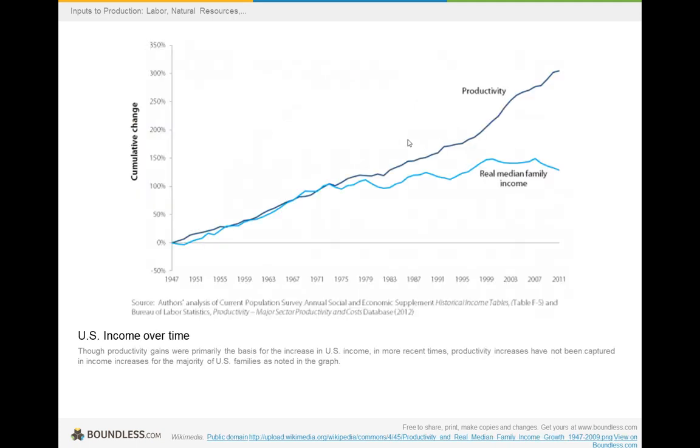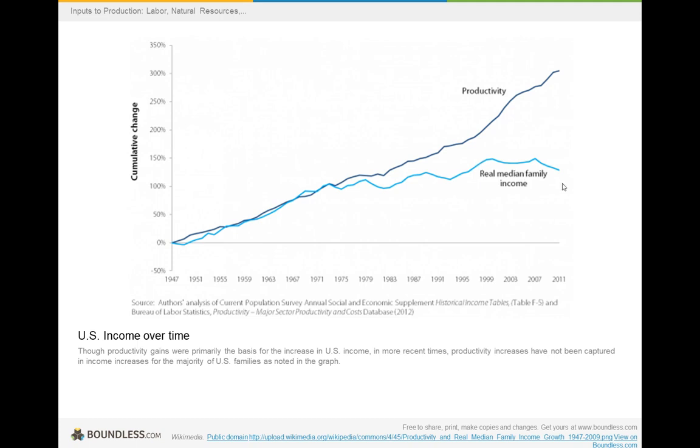But certainly we can see U.S. income over time. This is since 1947 till today. Once again, productivity has gone up. Real median family income started to stagnate right around here. This is where we started to see technology introduced. Some liberal politicians point out this is also where taxes on the wealthy were dropped drastically. Of course, we don't have a lot of evidence to support one way or the other if that's true or not, if that had some kind of impact on the inequality.